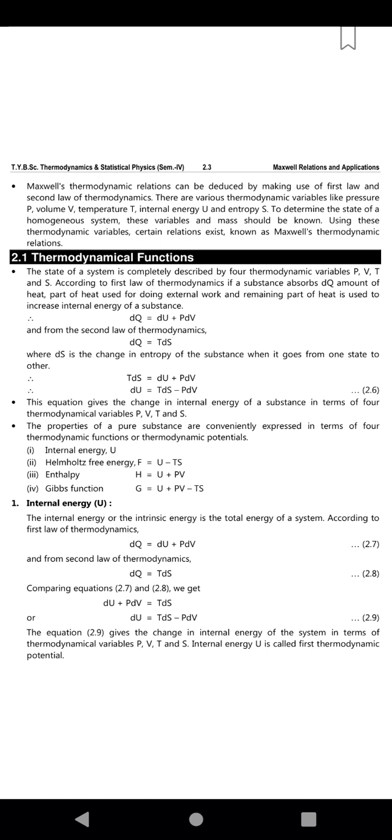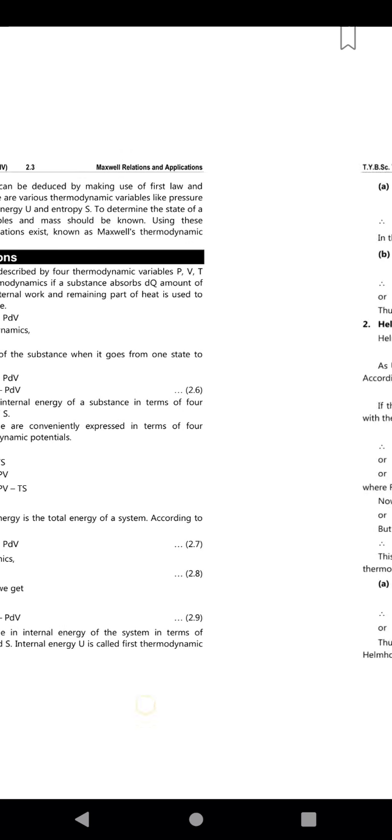This equation gives the change in internal energy of the substance in terms of thermodynamic variables: pressure, volume, temperature, and entropy. Internal energy is called the first thermodynamic potential. All the four thermodynamic functions are also called thermodynamic potentials. Therefore, it is called the first thermodynamic potential.